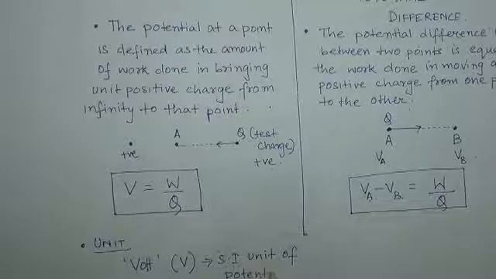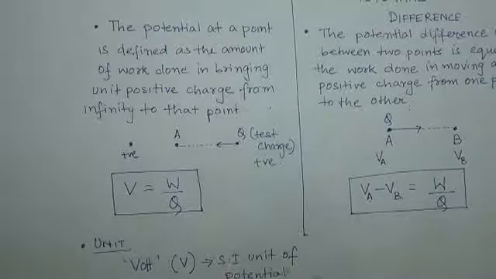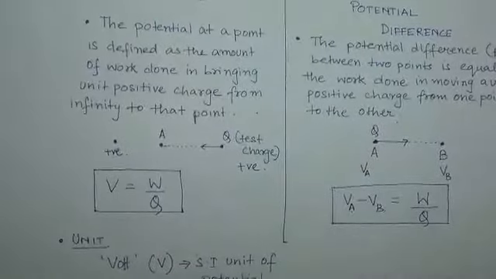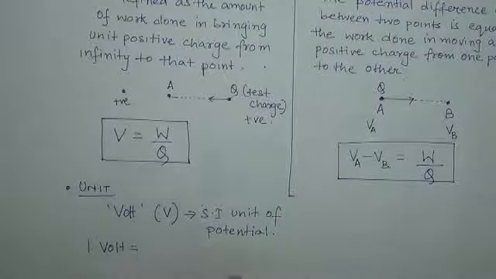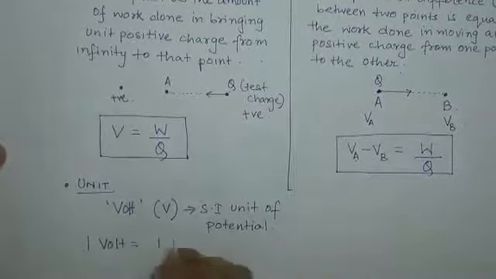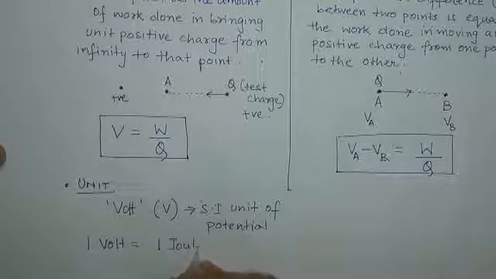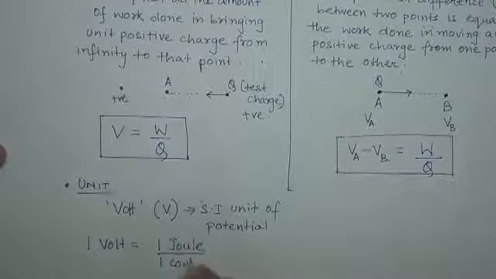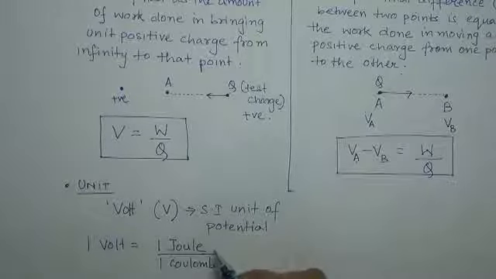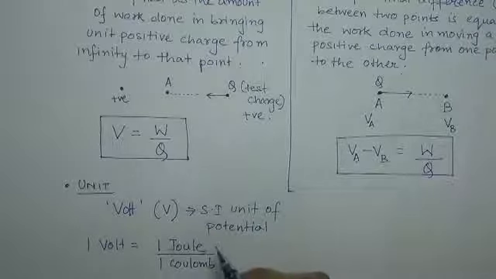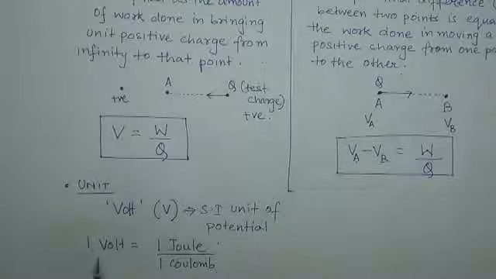And same goes for potential difference. Even potential difference has the unit volt. Now, how can we write it? We can place it in this formula. We can write it as 1 volt is equal to 1 joule by 1 coulomb. That means the work done in carrying 1 coulomb of charge from infinity to a point P is 1 joule, and hence it is said to be 1 volt.